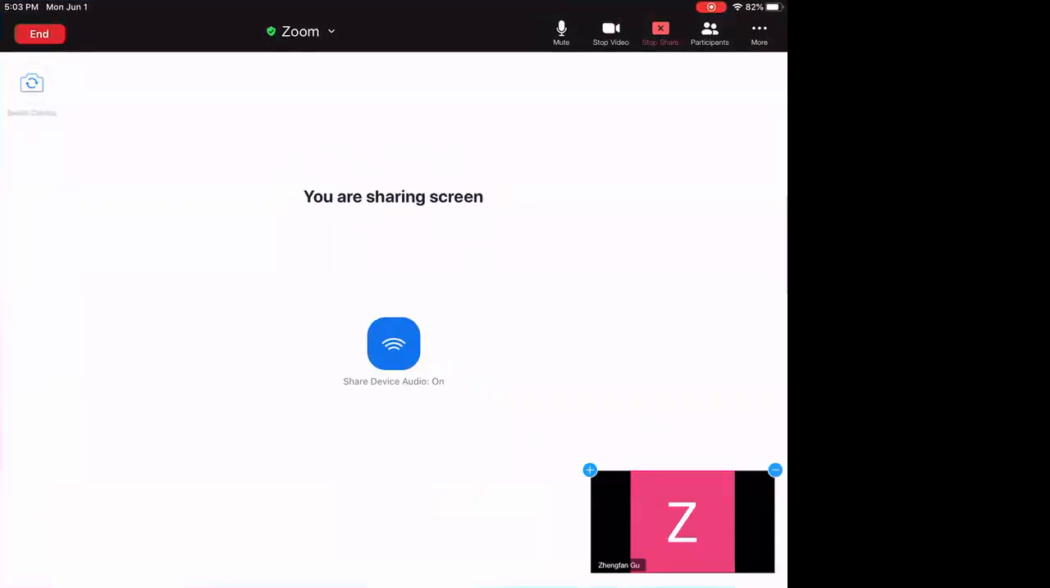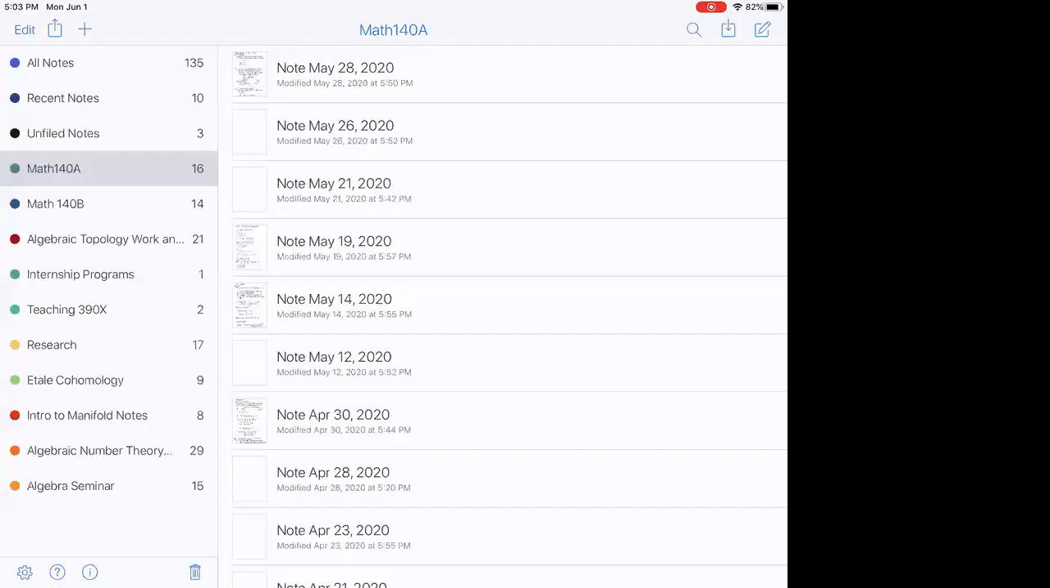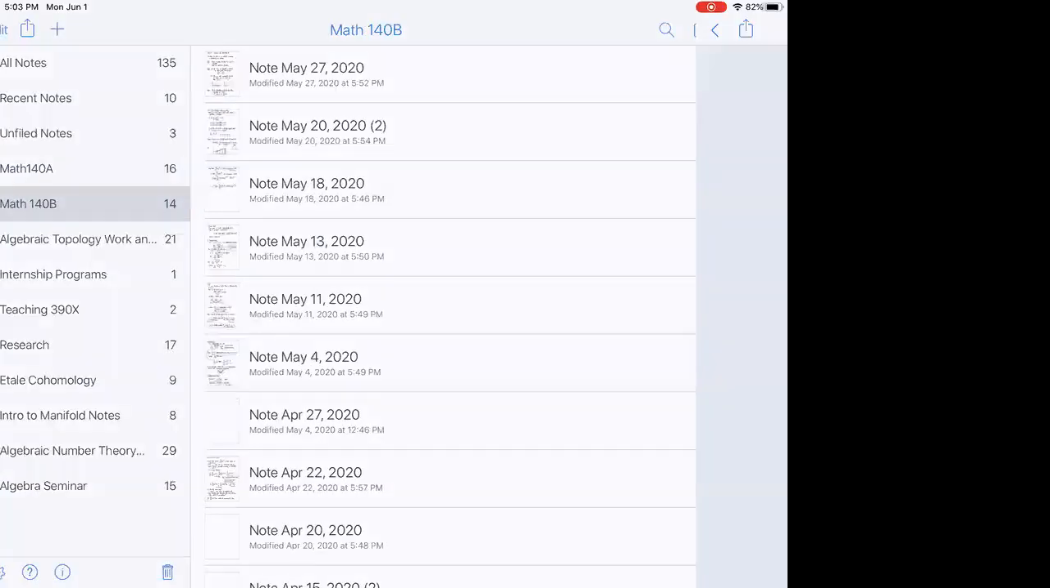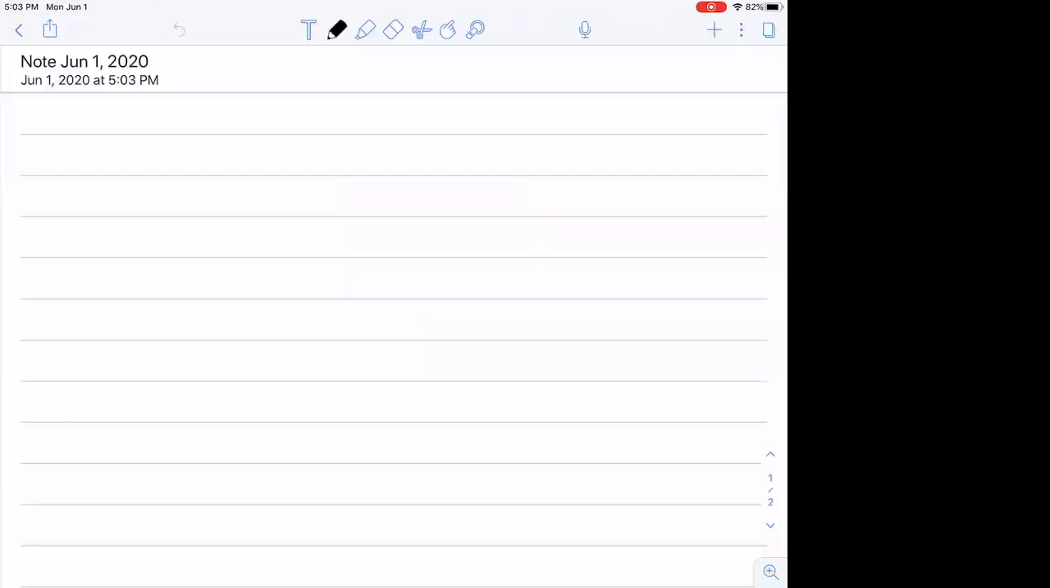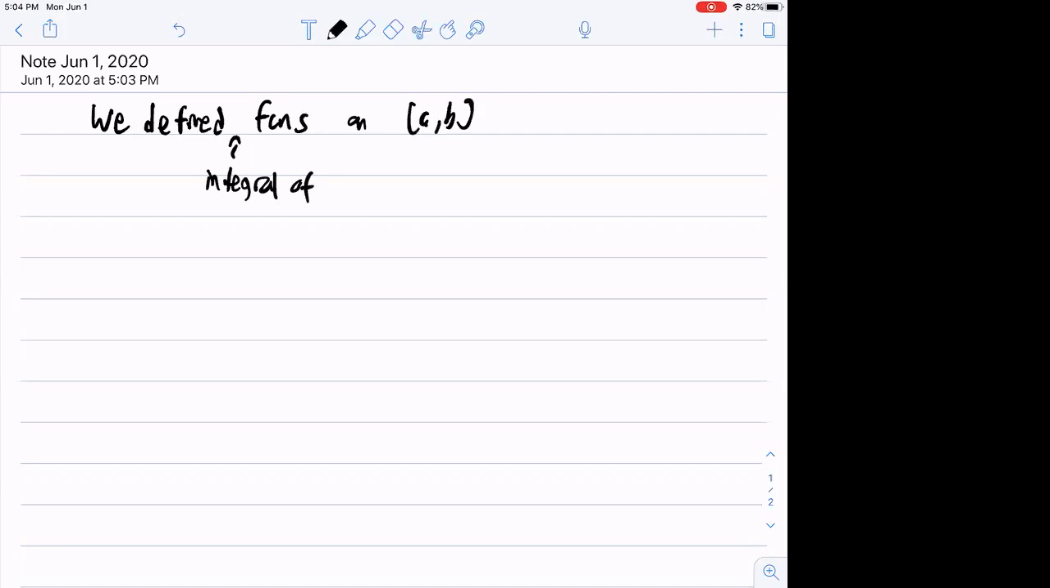Notability. Okay. So Math 140B. Today will be FTC and improper integrals. So we define integrals of functions on [a,b]. What if h is defined on, say, the open interval (a,b)? What do we mean by the integral of h?